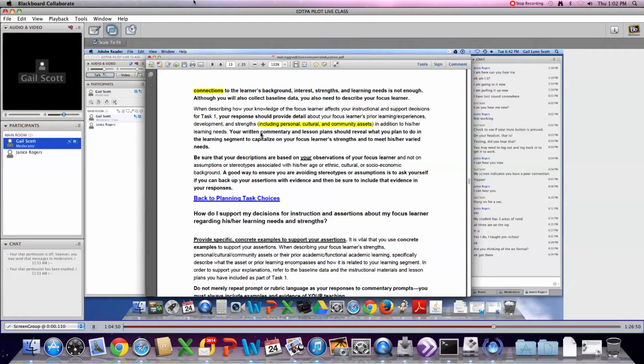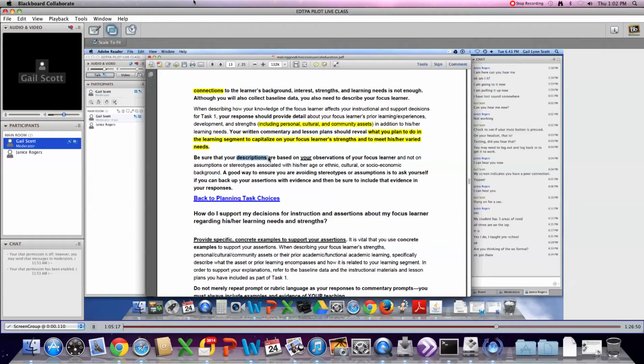Between your answer to the questions and your lesson plans, you should be able to clearly tell what you plan to do in the learning segment to use their strengths and meet their needs. They're good at this, they need help with this, so I'm going to use this strength to move them forward onto this skill. All right.